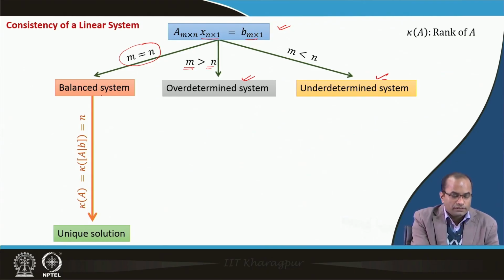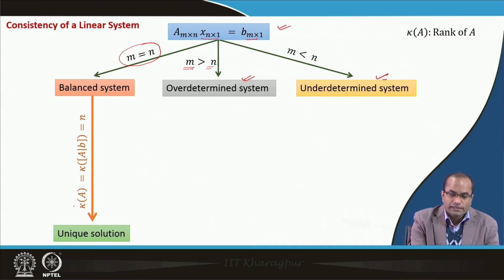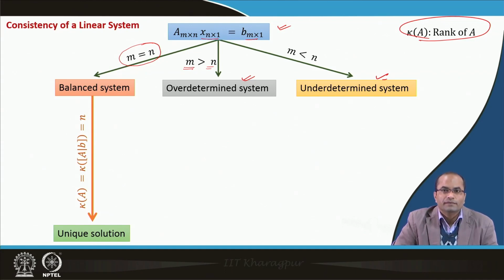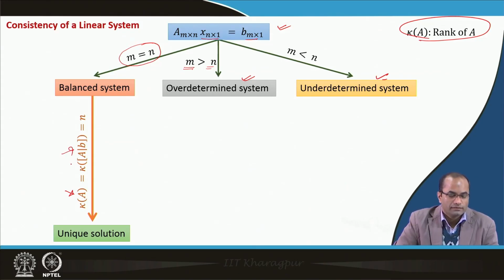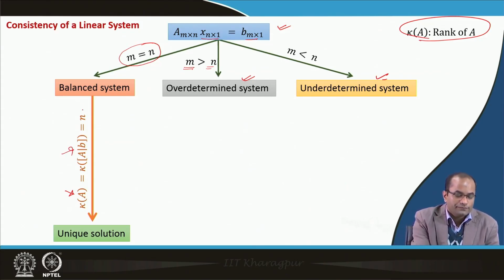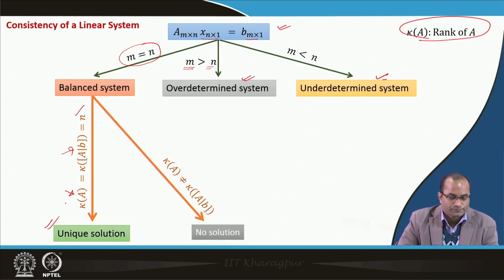Just to recall, for a balanced system, when we have the same number of equations as unknowns, here this k denotes the rank of a matrix. So, the rank of A equal to the rank of this augmented matrix A B, where B is just augmented next to matrix A. If the rank of A equals the rank of A augmented B, and if this rank is equal to n, then we have the case of unique solution, which was well discussed in linear algebra.